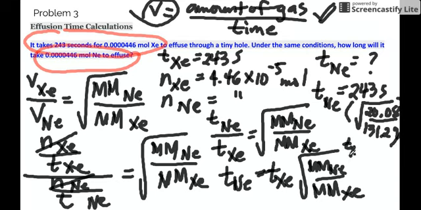Inputting that, you will get T of Ne to be equal to 95.27 seconds. Okay, so we were able to get the answer. Please make sure that you already know how to solve this. 95 seconds, that means Ne should be traveling faster. I mean, faster because it's lighter, so it should take shorter time.